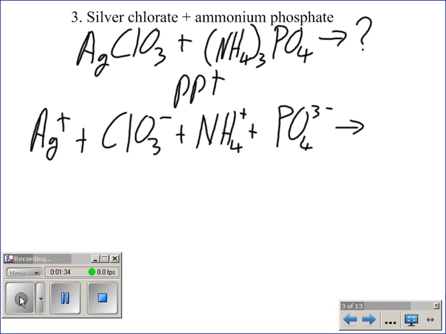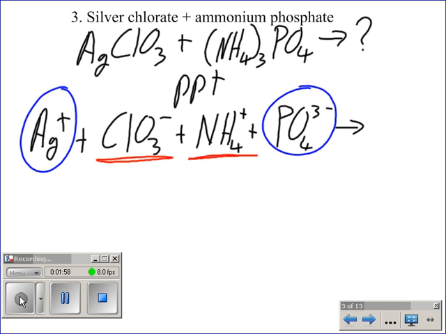Now, sometimes this is super easy because my solubility rules tell me that all ammonium salts are soluble. So it can't be NH4. And also all chlorates are soluble. So it can't be chlorate. That only leaves my choices: it's got to be the phosphate and the silver. Right? So I'm going to make silver phosphate for sure. That'll be a solid.